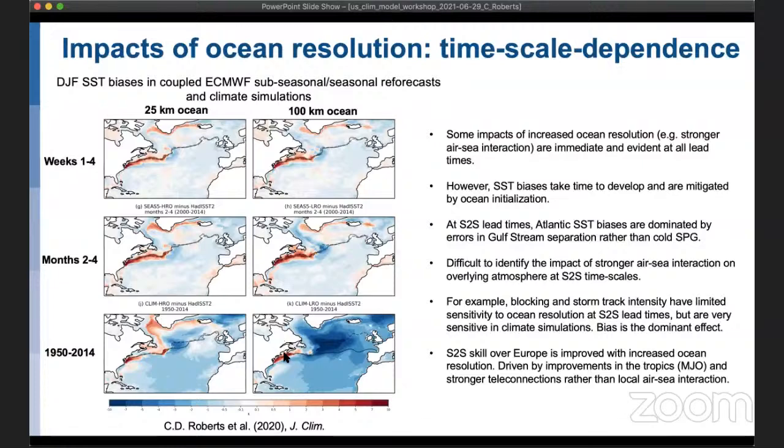So this is suggesting that it's these differences in the large-scale biases rather than the differences in the air-sea interaction that are most important for these aspects. That said, S2S skill over Europe is improved when we run with a higher resolution ocean. But this seems to be driven more by improvements to the tropics and the MJO and the strength of these teleconnections rather than any changes in local air-sea interaction.